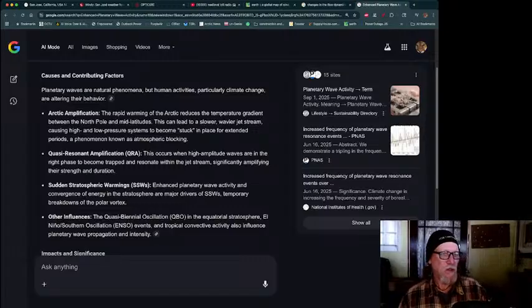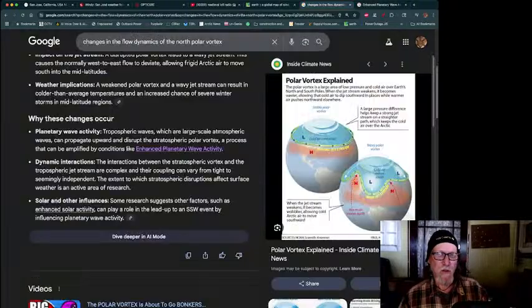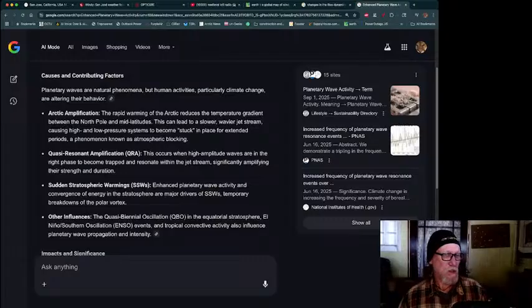Quasi-resonant amplification. I love this one. This occurs when high amplitude waves are in the right phase to become trapped and resonate within the jet stream, significantly amplifying their strength and duration. Let me take you back to this, quasi-resonant amplification. You see these waves between the highs and the lows? These can become stuck. They become resonant waves, standing waves, a whole other level of physics. I'm so sorry. Standing waves, oh my God. Let's not go there.